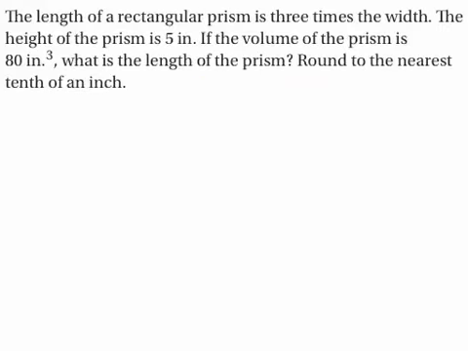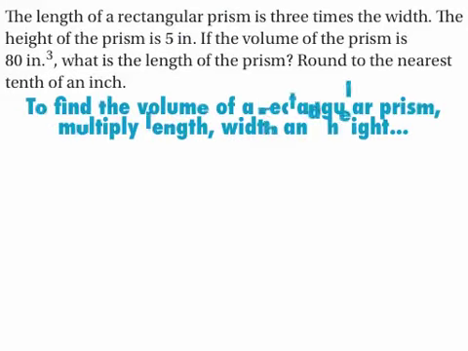This last example says the length of a rectangular prism is 3 times the width. The height of the prism is 5 inches. If the volume of the prism is 80 inches cubed, what is the length of the prism? Round to the nearest tenth of an inch. First thing we need to remember is that to find the volume of a rectangular prism, you need to multiply length, width, and height together.